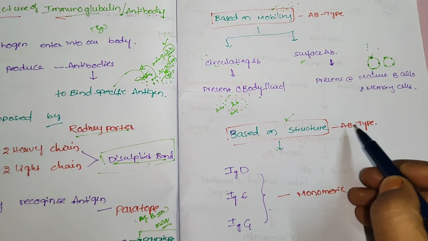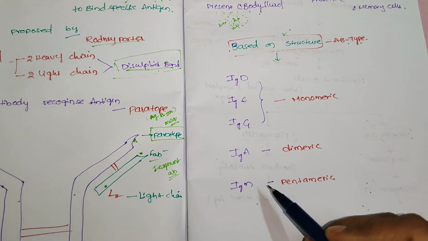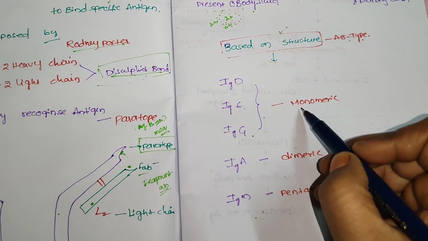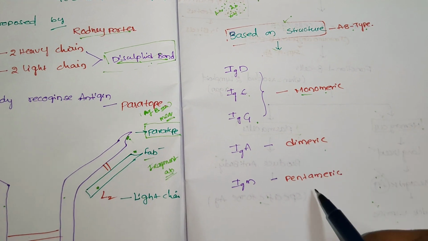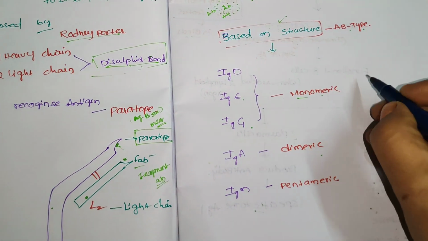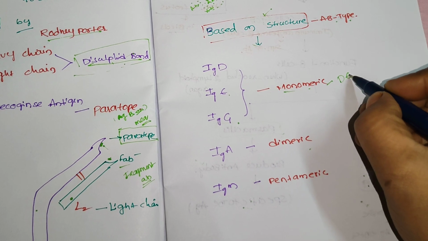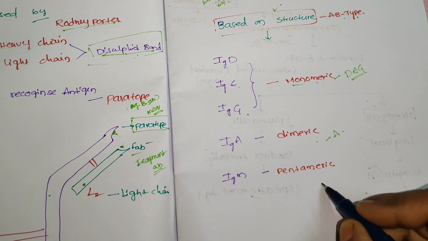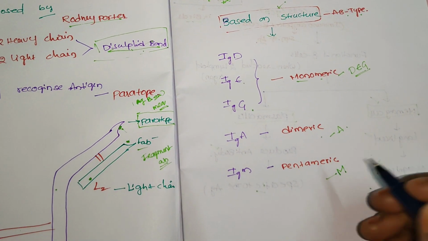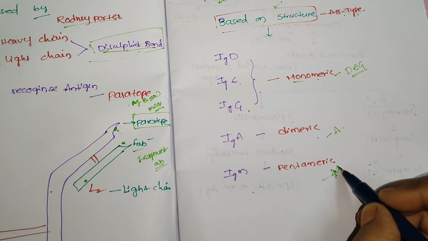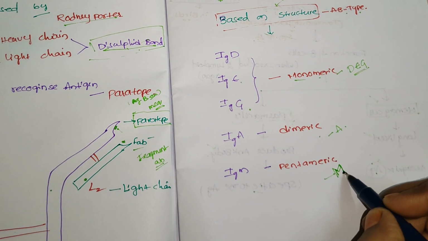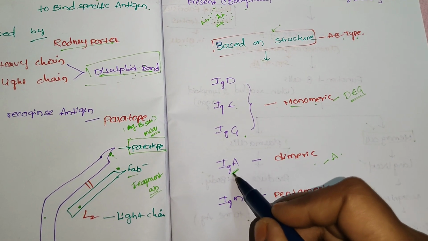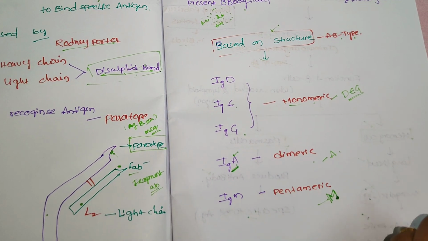Then based on structure, there are 5 types of antibodies: D, E, G, A, M. In MCET and NEET there are MCQs on monomeric, dimeric, pentameric. Monomeric is DEG, a code, not dog, DEG. Dimeric is A. Pentameric is M. Just like 1, 2, 3, 4, you have to remember 5 for pentameric. This also carries 2 marks. Colostrum, the first milk of the mother, has IgA antibodies.